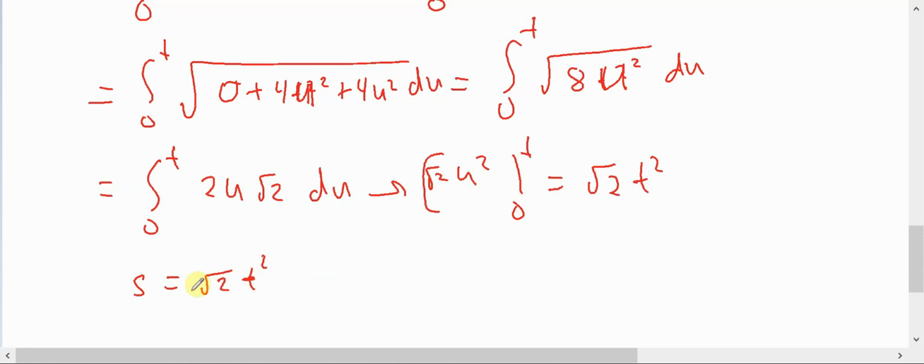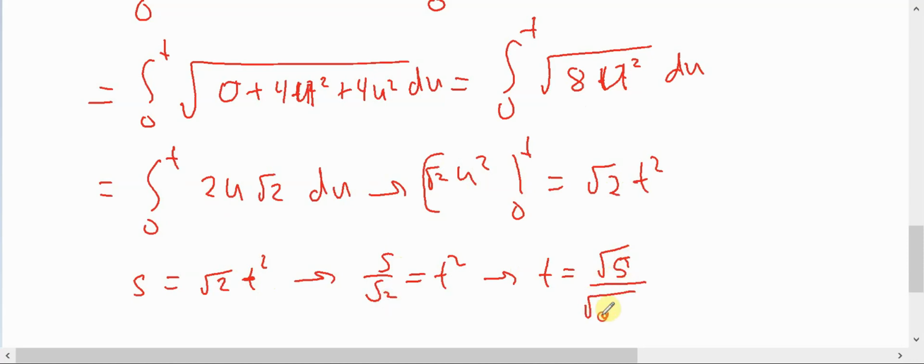Solving for t in terms of s, I get s over the square root of 2 equal to t squared. Taking the square root of both sides gives me t equal to the square root of s over the 4th root of 2. You can do a double square root if you like, but that's really the 4th root. It's a half power and a half power, so write it whichever way you want. I'll just say it's the 4th root.